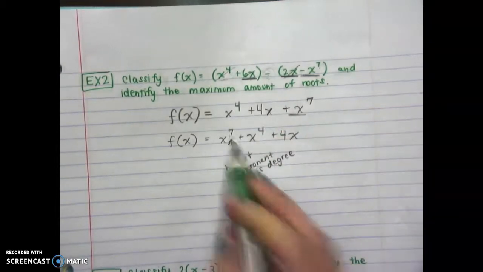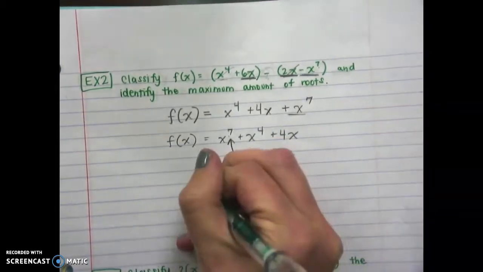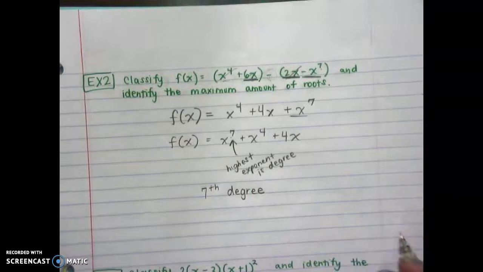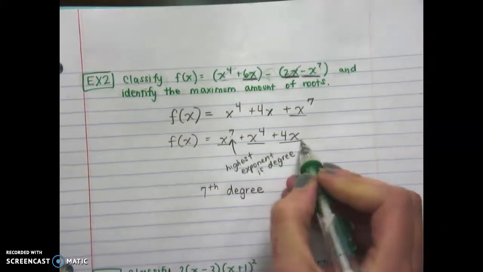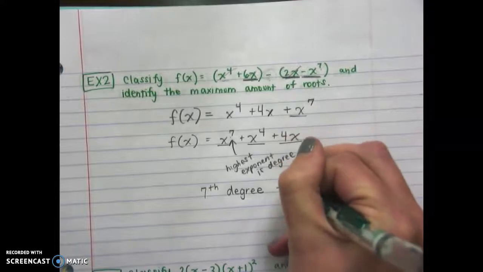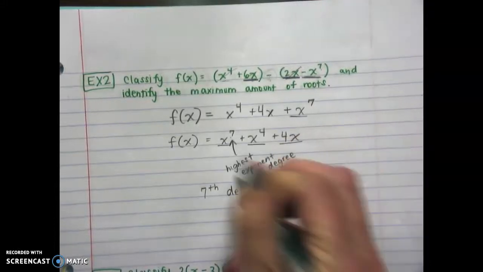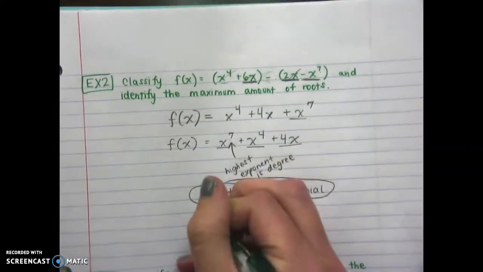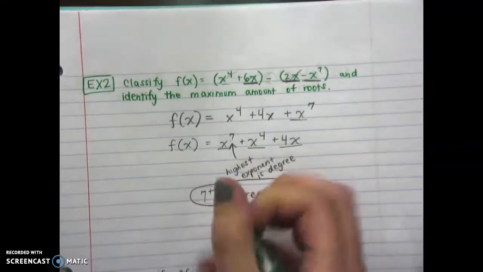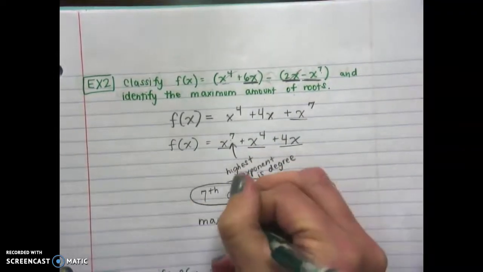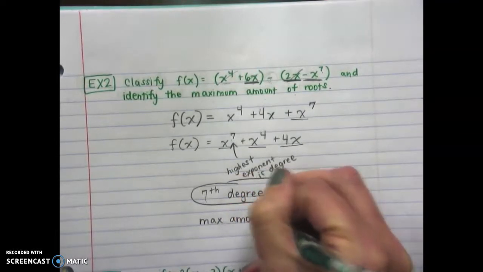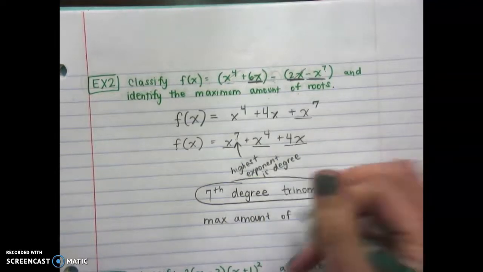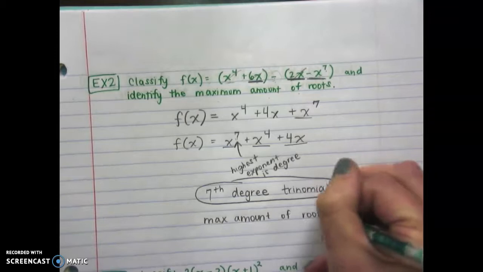So 7 doesn't have a special name. It's after 6, so this is just called 7th degree. And then I have 1, 2, 3 terms. So this would be a 7th degree trinomial. Which means that I have a maximum amount of 7 roots, or 7 solutions, or 7 x-intercepts when we graph a 7th degree. Max amount of roots is 7.